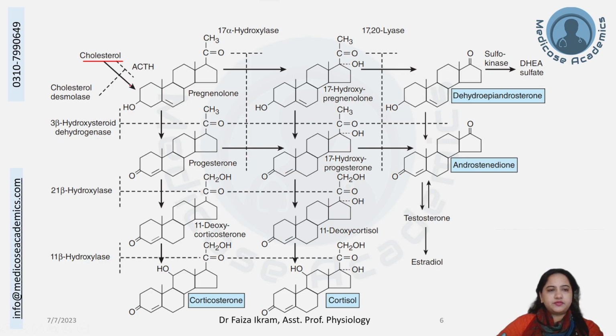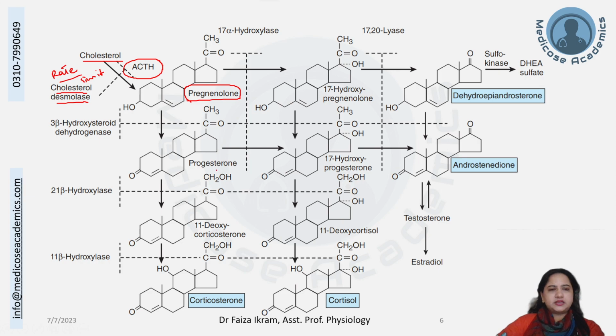And the first step, the rate limiting step, is its conversion to pregnenolone here. And this is promoted by this enzyme, cholesterol desmolase, which is stimulated by adrenocorticotrophic hormone, which is coming from the anterior pituitary. Once the pregnenolone is formed, it has two pathways, either go rightwards or downwards. So let's have a look at the downward pathway first.